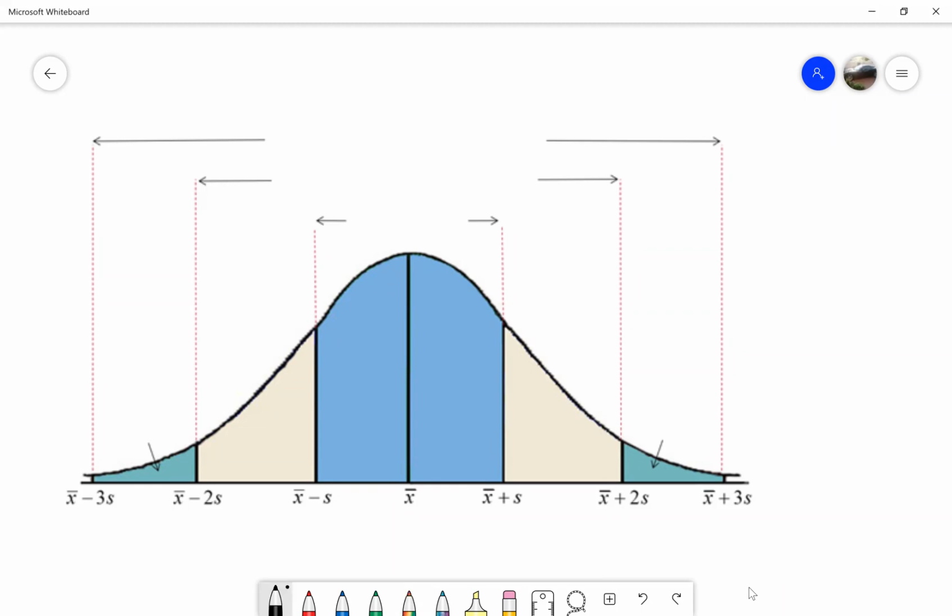What's the percentage from x bar minus s to x bar plus s? For one standard deviation, what is it? 68%. How about the next one for two standard deviations? 95%. How about for three standard deviations? 99.7. Yep. So far, so good.